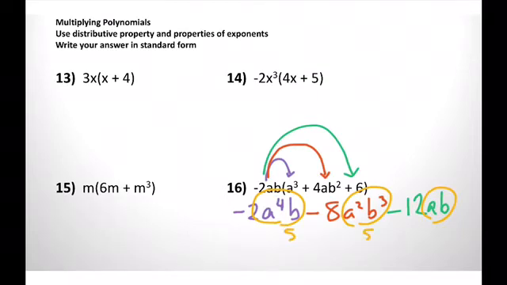It does matter. They're both degree 5. In order to tell which one should come first, now look at the a's. Which one has the highest power? This one has the highest power of a, so that one's going to come first. So this would be in standard form.